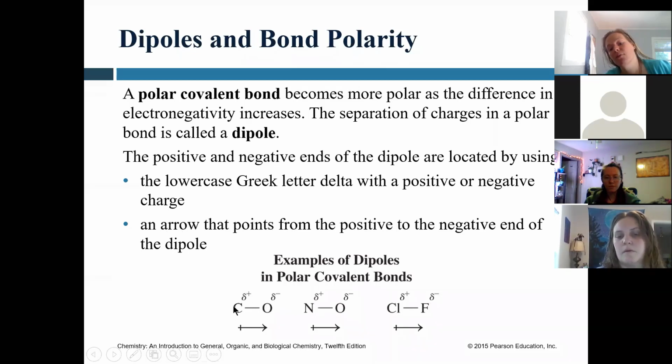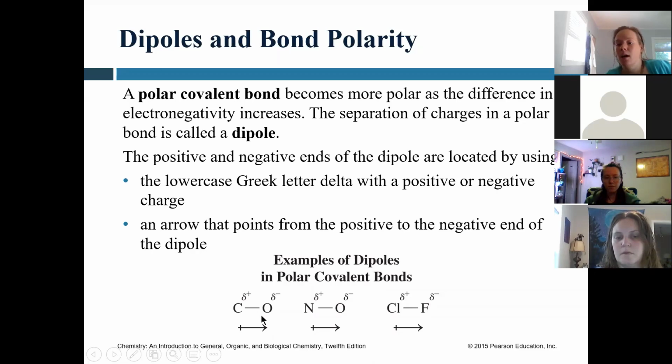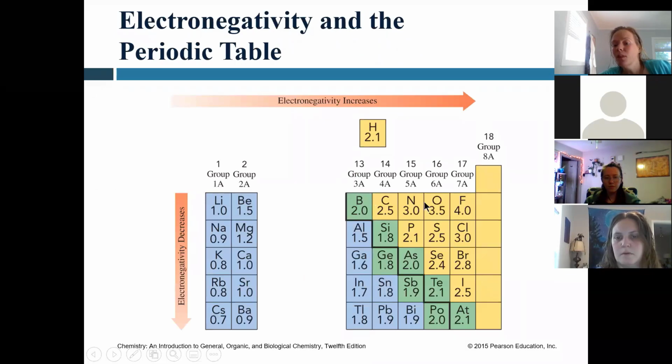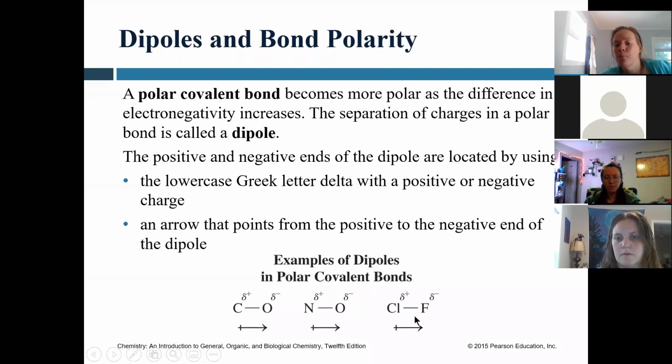So what this is saying is if we have a carbon bond and an oxygen bond, they are sharing the electrons, but the electrons are going to sit closer to the oxygen. Why are they going to sit closer to the oxygen? Again, if we go back to this chart, oxygen is 3.5, carbon is 2.5, so oxygen is greedier.